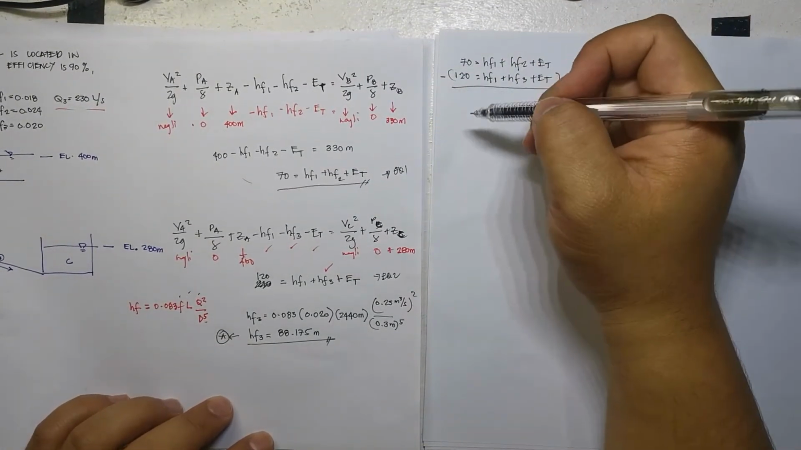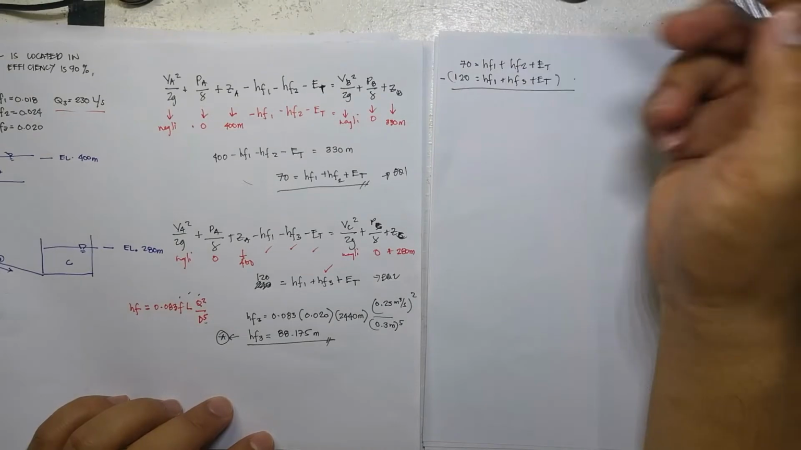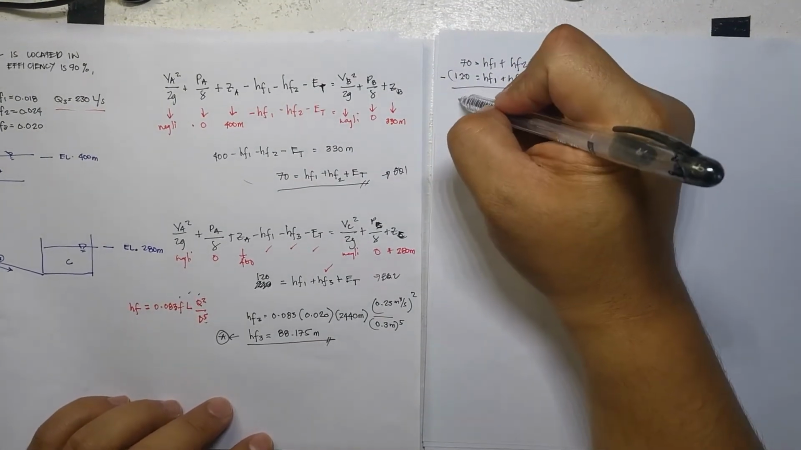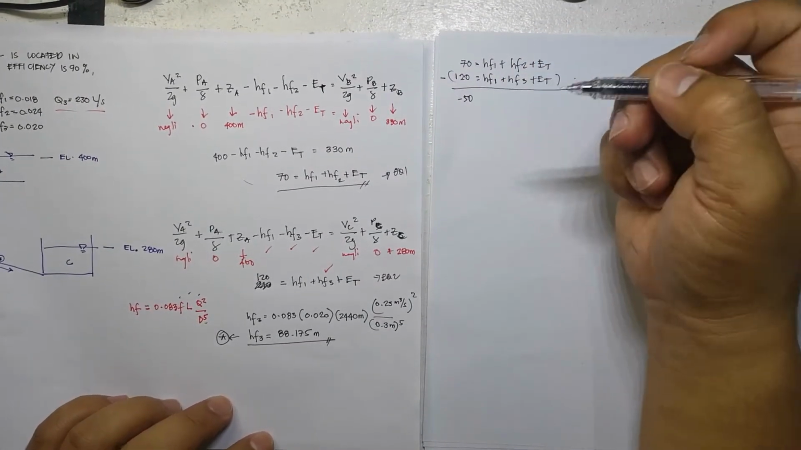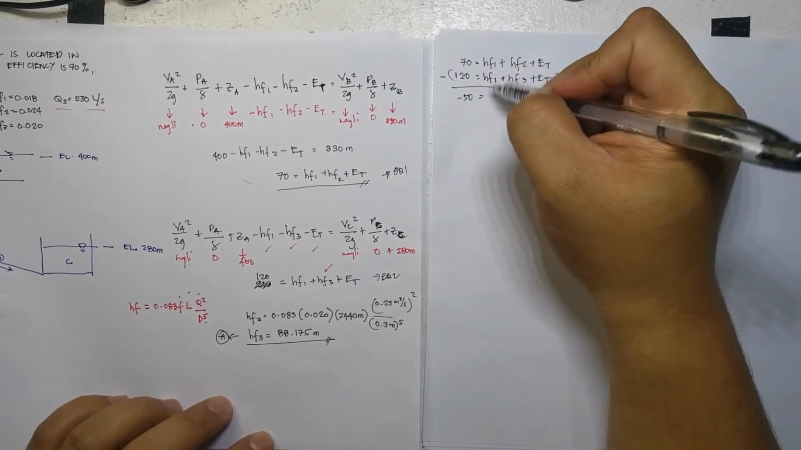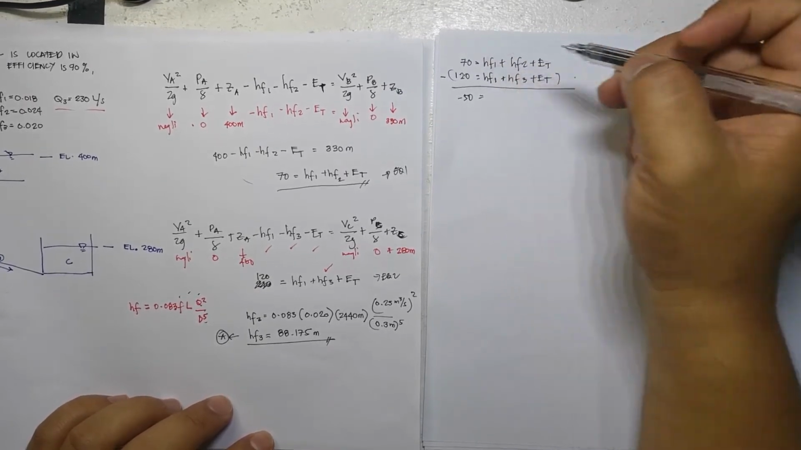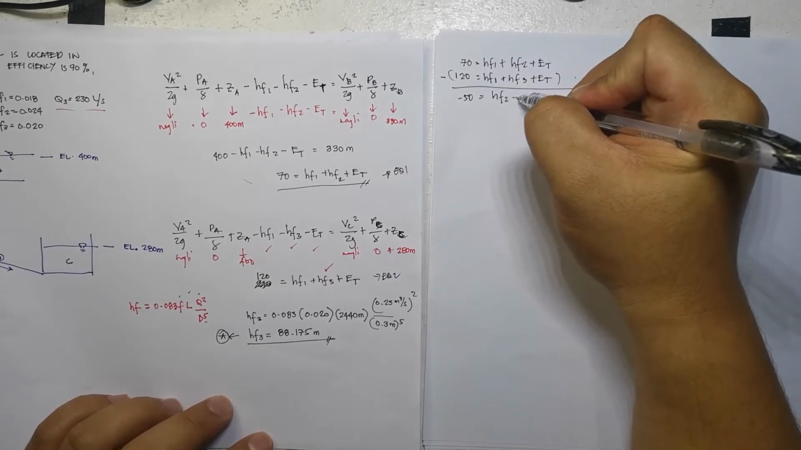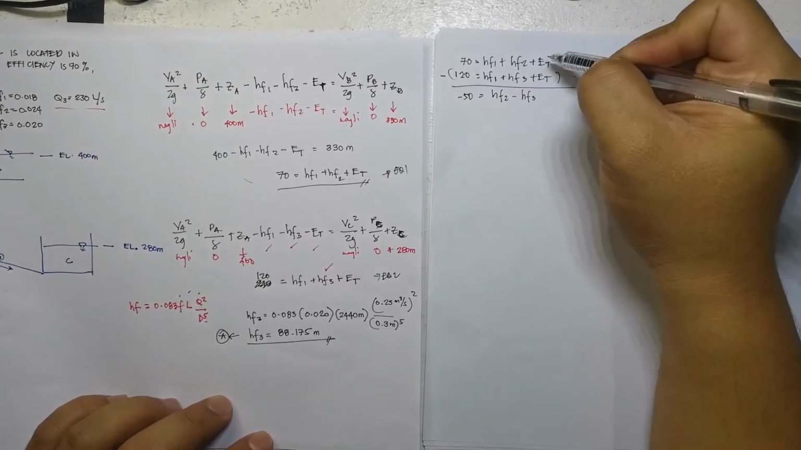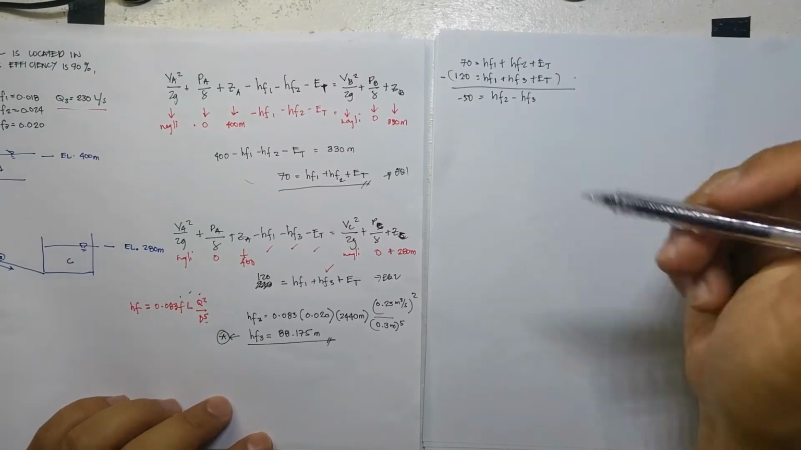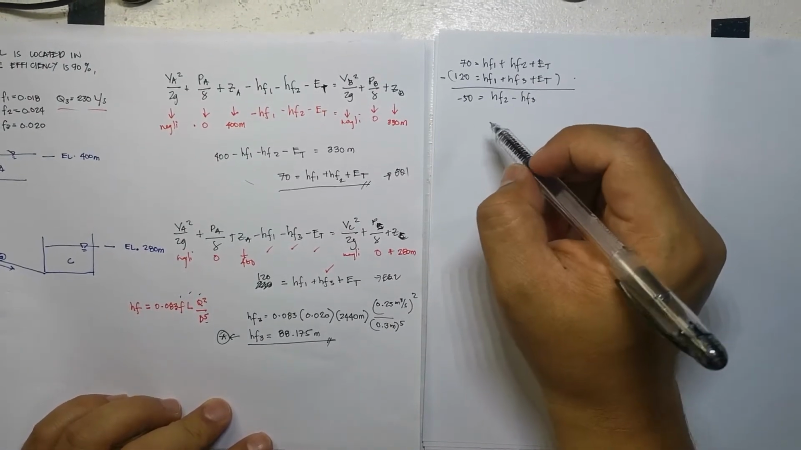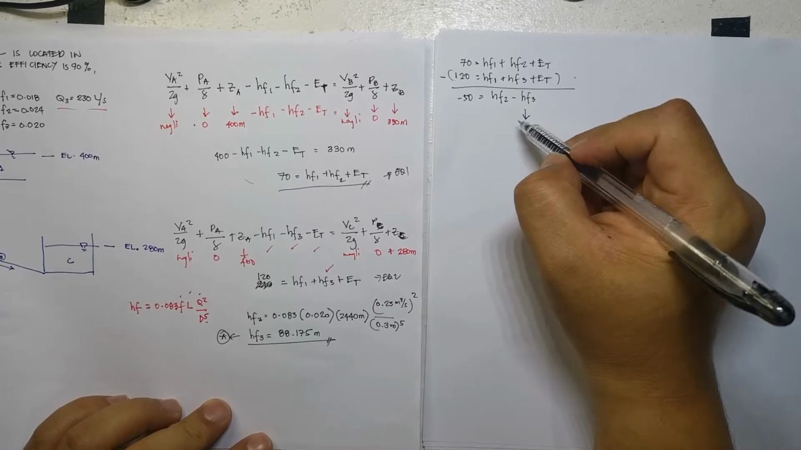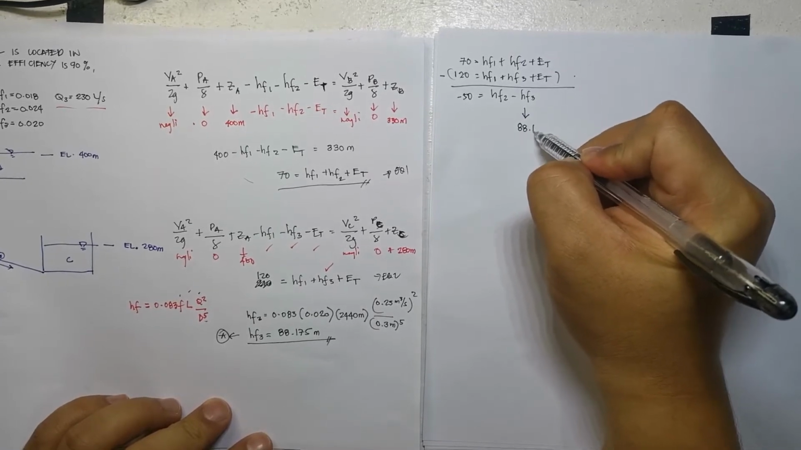Okay? So, para lang tayo nagkaroon ng 70 minus 120. That will give us negative 50 is equal to HF1 will be cancelled. No? Magiging 0. HF1 minus HF1. Then, ang matitira rito is HF2 minus HF3. And the turbine and the ET will also be cancelled. So, alam na natin yung value ni HF3 which is 88.175.